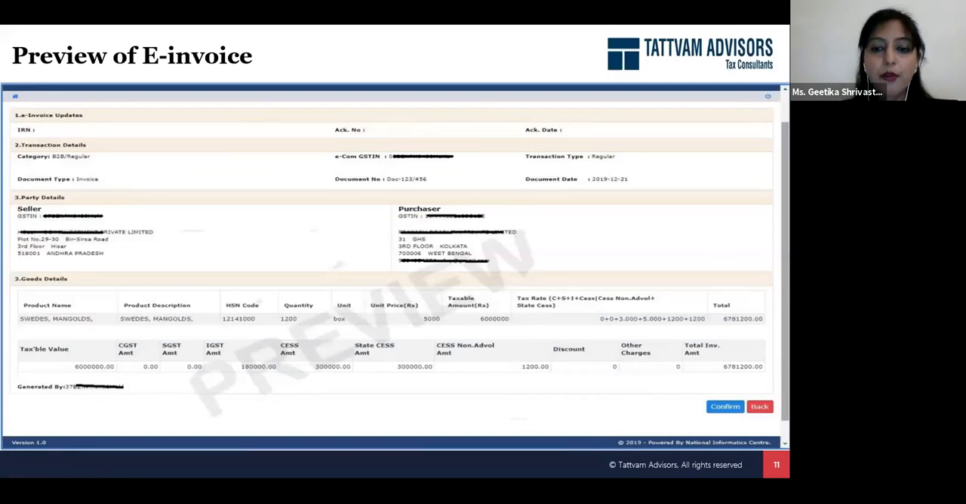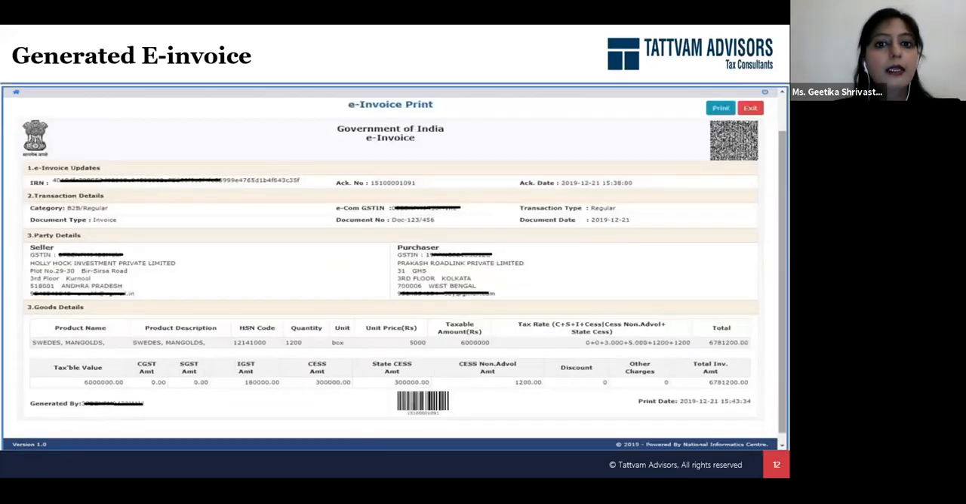There's a preview tab available on the page. You'll see the preview of the invoice. You can check whether this invoice has all the details, etc. And then once you generate, this is the kind of invoice you will get from the government portal.